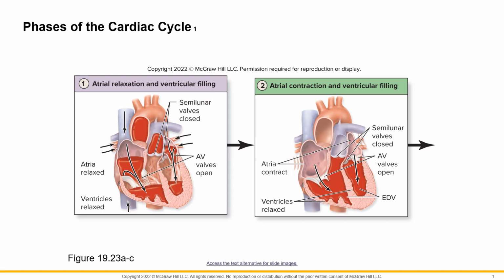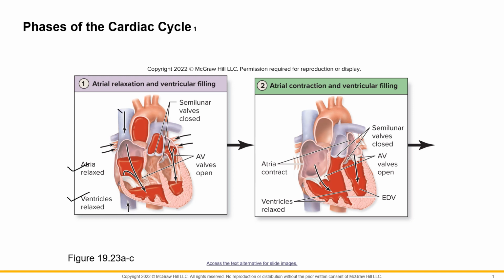This is again explained from an illustration, and an animation would show this in real time as is posted on your Canvas. But chronologically, we're first going to start with both the atria and the ventricles in diastole, meaning that both atria and ventricles are relaxed. They are not in a stage of active contraction.